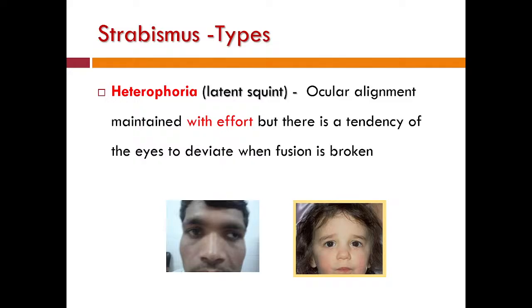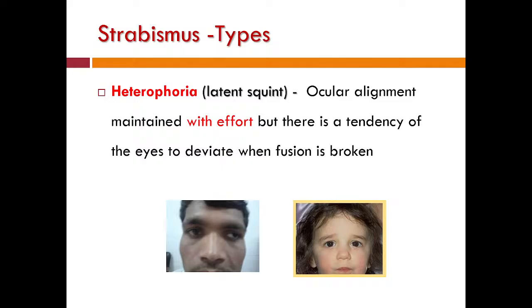Okay, so latent squint is where the alignment is maintained with the effort of fusion, and there is always a tendency to deviate when we break the fusion. It means if you do the torch reflex test, the eyes will be perfectly aligned to each other, but the patient may have a tendency for deviation.